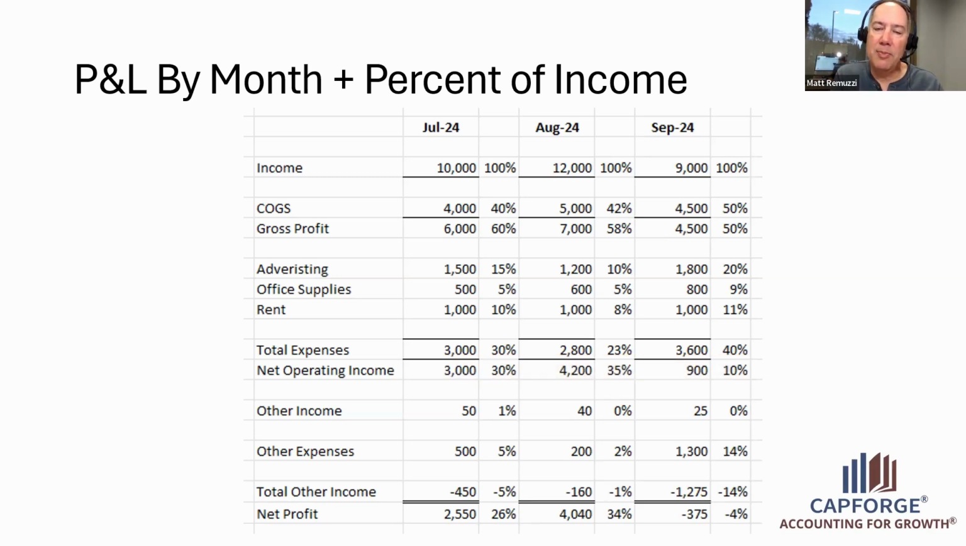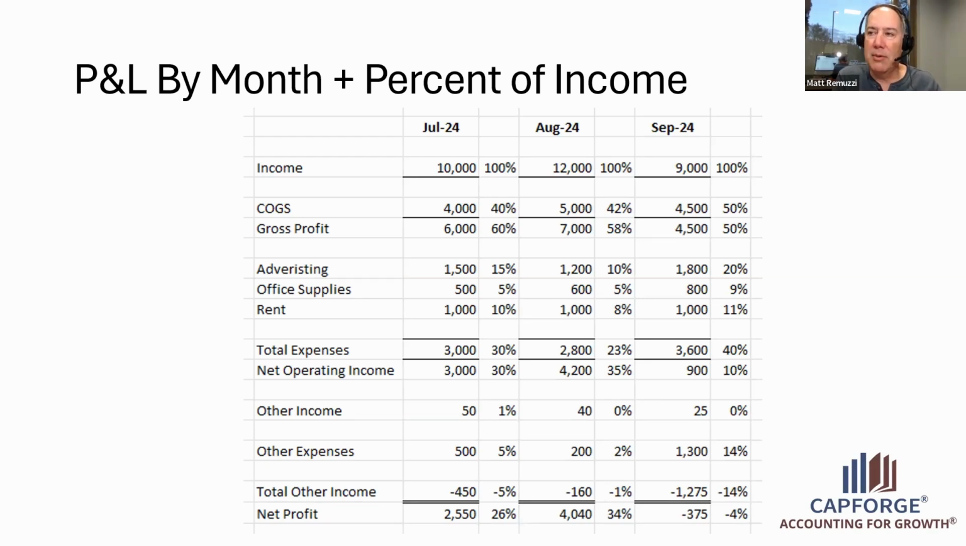So P&L by month plus percent of income really tells you exactly where to zero in on this business. And if this was my business, the first thing I would look at is why cost of goods sold jumped so much. I would expect it to be well under $4,000 in September, and instead it was 4,500. That swing, if I could fix it, would immediately bring me from losing money that month to being positive.